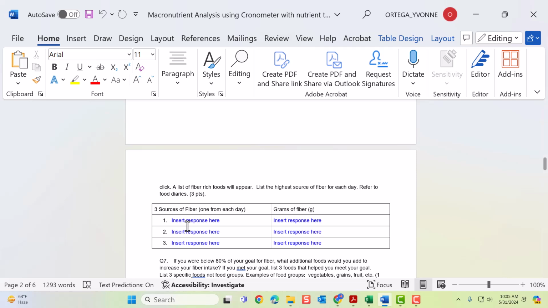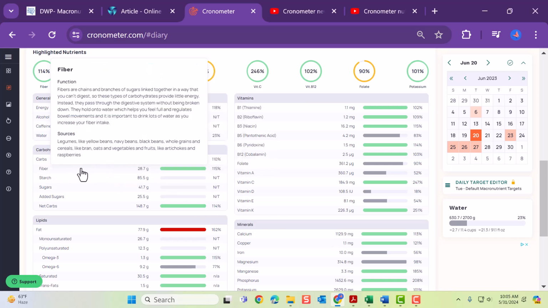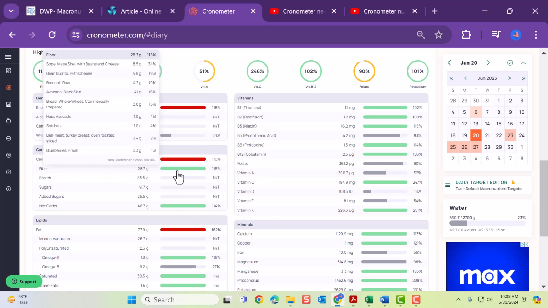Then I ask, again, sort of like the sugar, what were the 3 sources of fiber that you had, the highest one for each day? We would go back to our food diaries. Same thing, you hover over fiber, and I would see on day 1, I had a sorbet and it was 8.5 grams, so I would write that in.